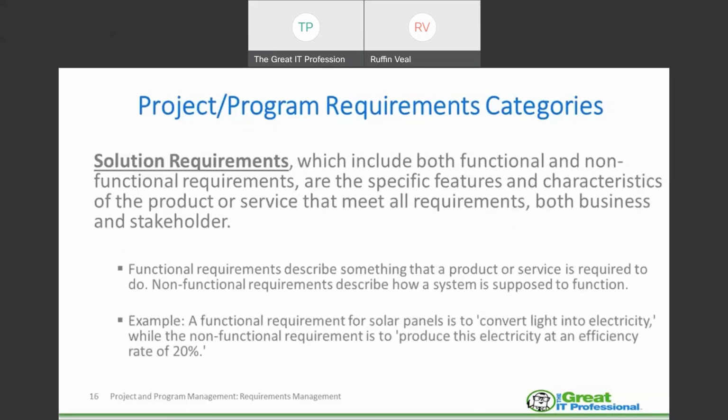The solution requirements include the functionality of the requirements, both what we call functional and non-functional. What is this particular requirement going to solve? We want to get a certain outcome to a deliverable. Exactly what is that deliverable supposed to do for us? That comes under the heading of the solution requirements.